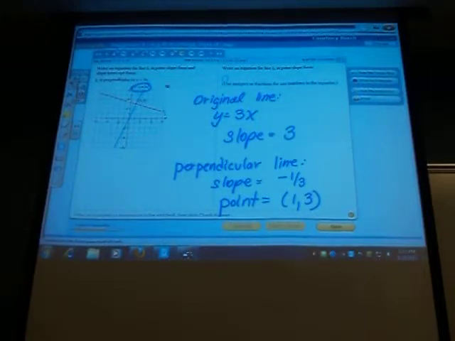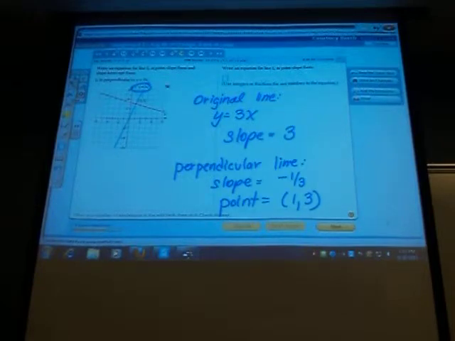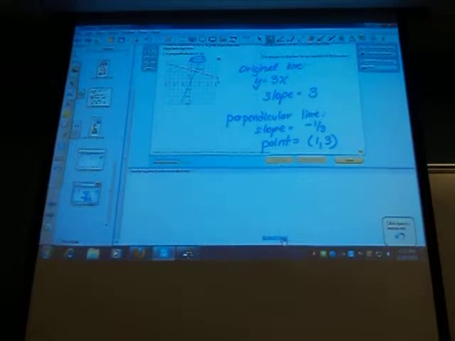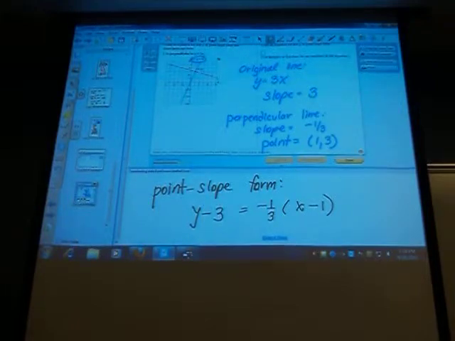Okay? So again, if I read the question carefully, the first thing it asks for is point slope form. The point slope form is y minus y1 equals m times x minus x1. That's all I have to type for point slope form.